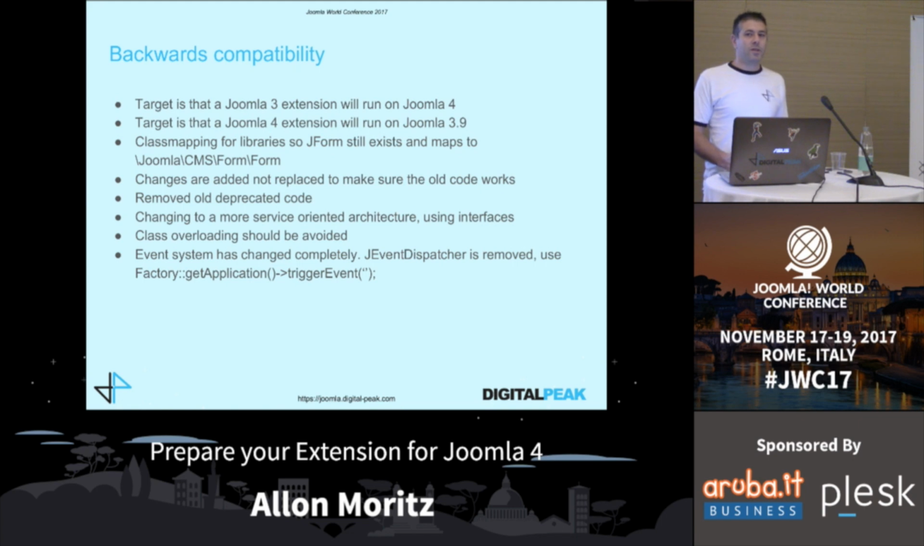What we're going to do is remove old deprecated code. Pull requests are still open, but we're planning to remove stuff like JException or JError. There are really deprecated classes since Joomla 1.7, and we have plans to remove that stuff. Also, there are all these wrapper classes which wrap static helper code. We're going to remove those too.